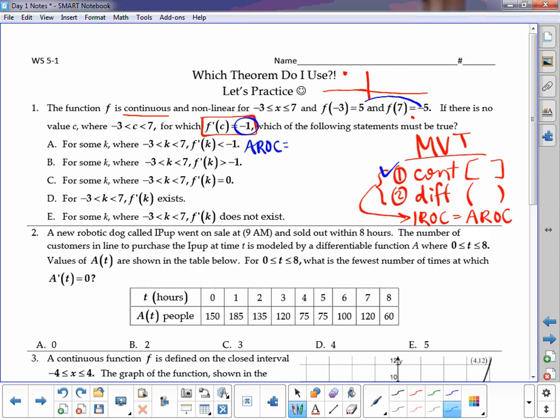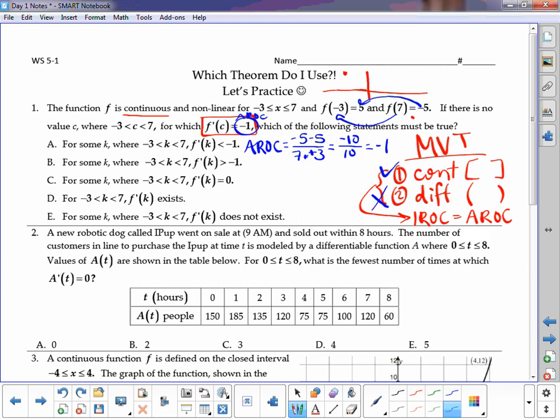Alright, so we have -5 minus 5 over 7 minus -3. So -10 over 10, which is -1. Lo and behold, that is what it is. So what they're saying here is there's nowhere on that interval where my instantaneous equals that average rate of change. If it does not hold true, then there must have been a break in the conditions. Because we know that if the conditions are met, it must happen that IROC equals AROC. So if they do not equal each other, then one of these must have failed. Which one must have failed?